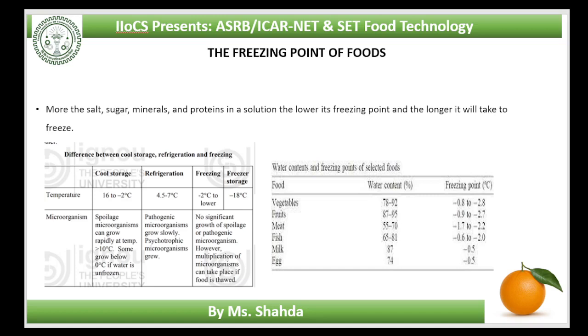In cold storage, spoilage microorganisms can grow rapidly at temperatures greater than 10 degrees Celsius. Some grow below 0 degrees Celsius if water is unfrozen. In the case of refrigeration, pathogenic microorganisms grow slowly, and psychrotrophic microorganisms grow. In the case of freezing and storage, there is no significant growth of spoilage or pathogenic microorganisms. However, multiplication of microorganisms can take place if food is thawed.